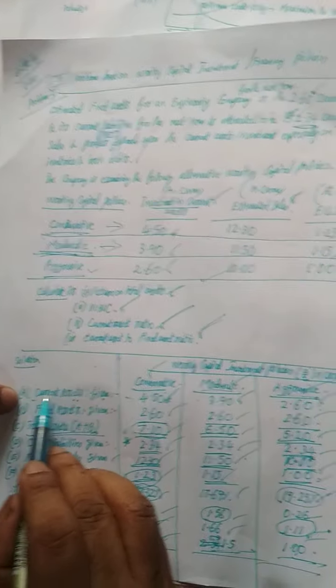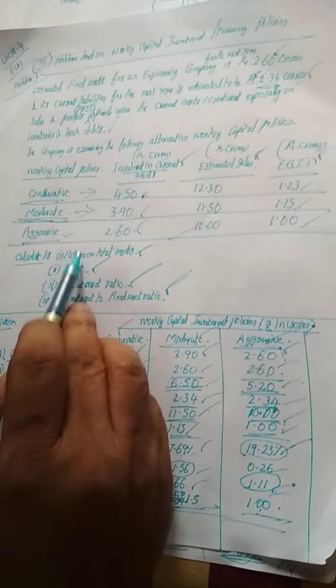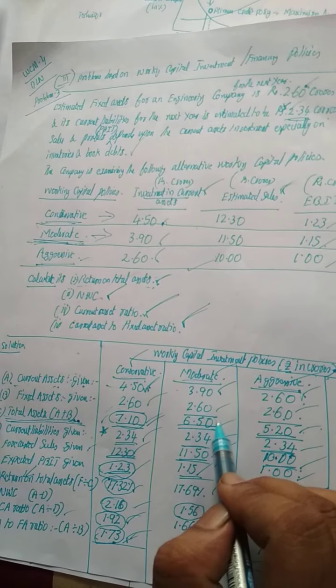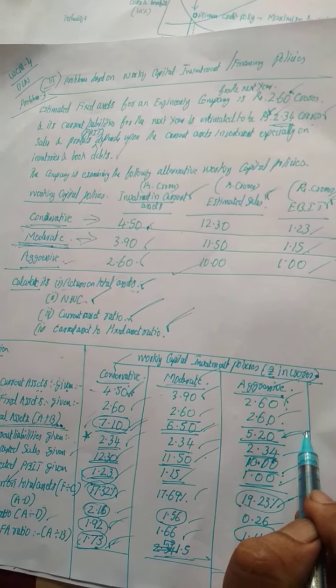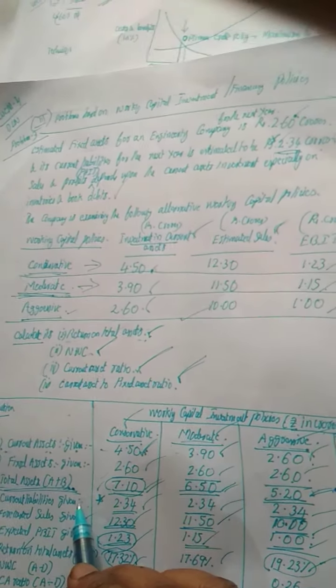If we take these two, current assets and fixed assets, we will get total assets. Why we are finding out total assets? Because in the question they had asked return on total assets. So we have to find out total assets. So taking A plus B, we will get total assets. Then current liabilities, A, B, C, D, like that you are putting, in order to see the calculations.